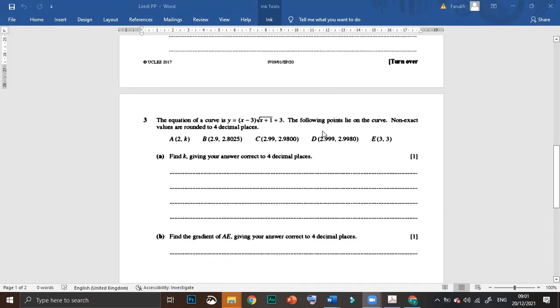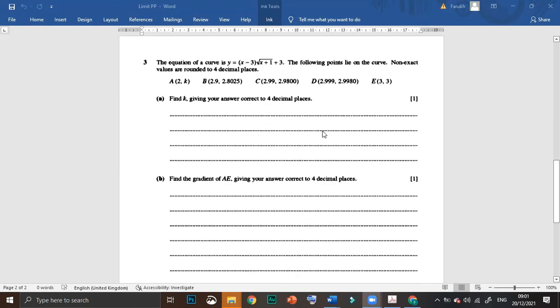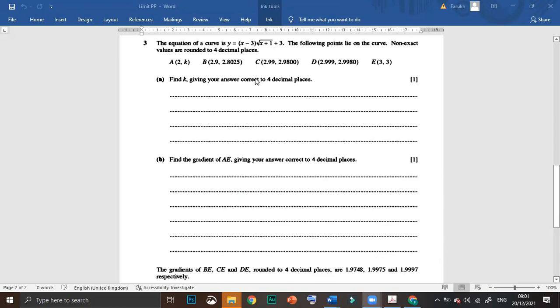The next question: the equation of the curve is y is equal to x minus 3 under root x plus 1 plus 3. The following points lie on the curve. Non-exact values are rounded to 4 dp. Find the value of k. Now we will put x is equal to 2 into the equation of the curve and get the value of k. Fahad, what is the value?